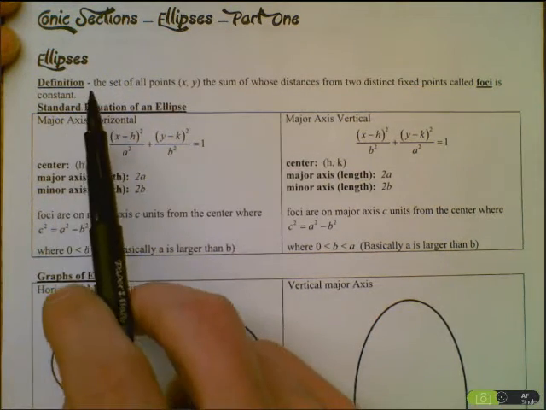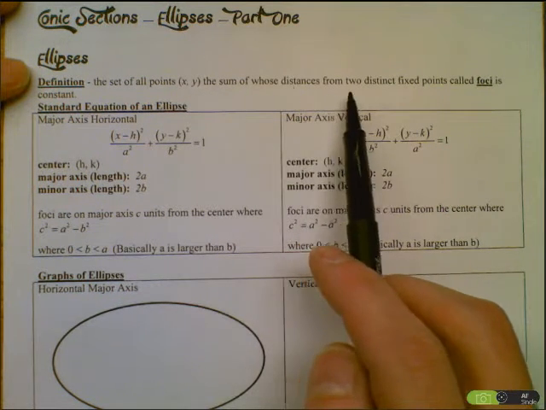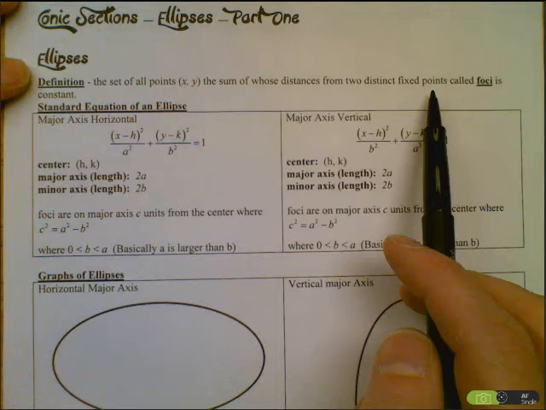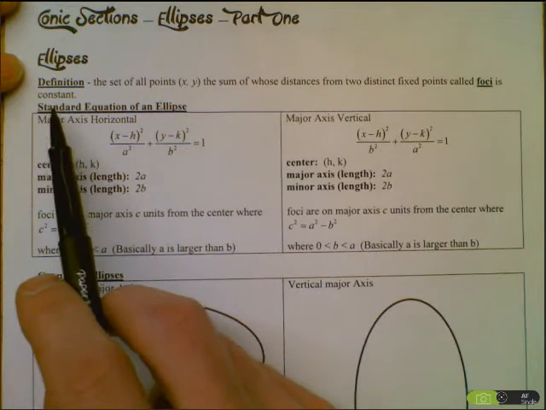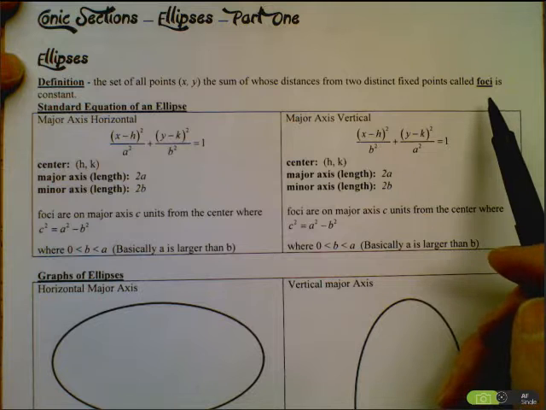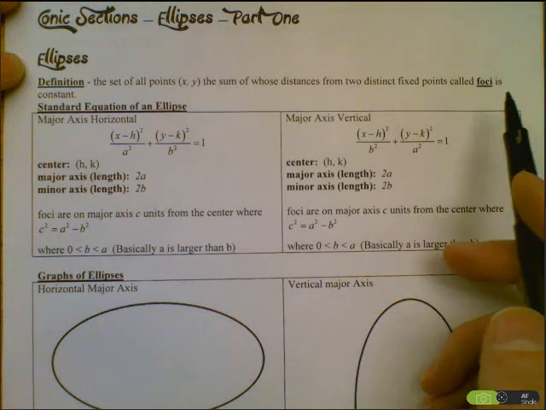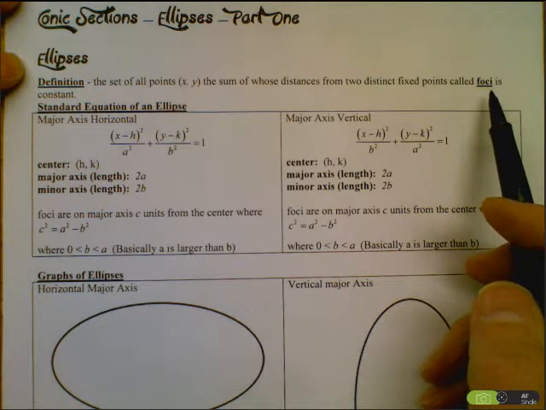So our definition here: the set of all points x, y, the sum of whose distances from two distinct fixed points called foci is constant. So again, with a circle, we just have the fixed distance from the center. Here we're going to have the sum of some distances is fixed, and the distances are from the foci.